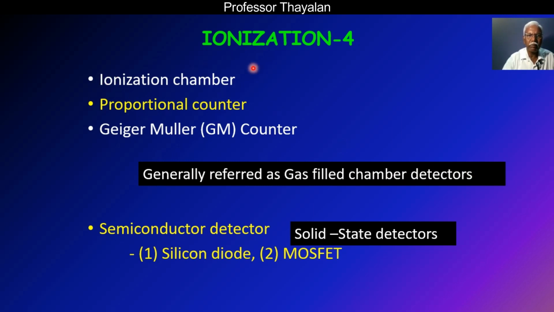The ionization chamber we use for calibration purposes for linear accelerators. The proportional counter is used for energy discrimination. The Geiger-Müller counter is used for low level radiations because it gives a high response even for low level radiations. Then there are semiconductor detectors, which also work on the ionization principle. The systems we use are the silicon diode semiconductor as well as the MOSFET. These are also based on the ionization principle, but are called solid state detectors.